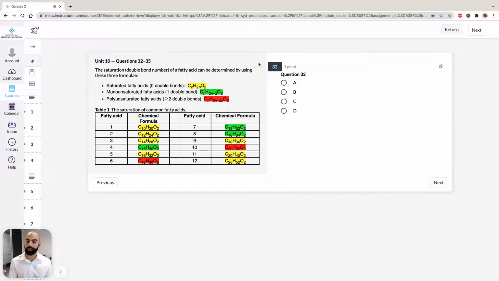You've got a monounsaturated fatty acid. Those are the ones with one double bond in the system. And then you've got polyunsaturated fatty acids. Those are fatty acids with more than one double bond in the system.